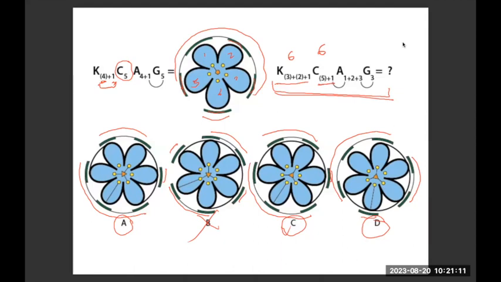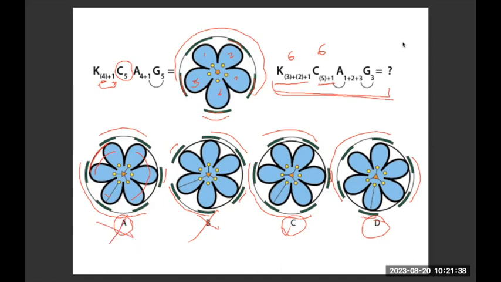But what it says is 5 plus 1. It says 5 plus 1. So in which case there has to be some connection. So if I look at A as an option, these 2 petals are connected with this black line here. And then these 3 petals are connected, which means it's 3 plus 2 plus 1. So A is not possible.